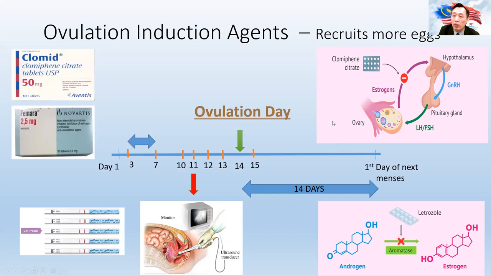Over the right side, Clomiphene citrate, the mechanism of action is that it is actually a selective estrogen receptor modulator. And the Femara is actually an aromatase inhibitor, inhibiting conversion from androgen to estrogen. So there's a loss of negative feedback. So the pituitary will produce more gonadotropin to stimulate the ovary to produce more eggs.